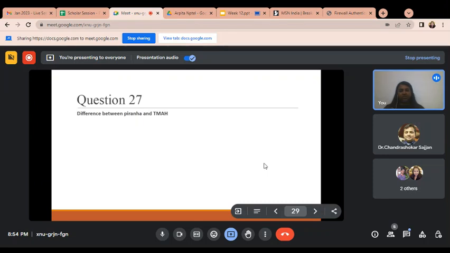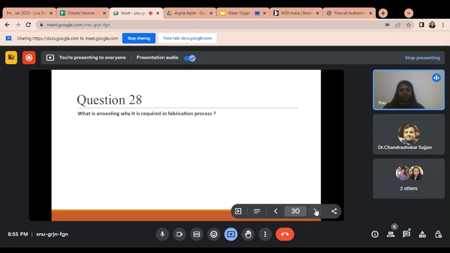And the difference between Piranha and Tima. I have already told that Tima is the etching process, so by this etching process we can etch the silicon wafer. Do you know about the Piranha? Piranha is a wafer cleaning process. It is a solution, a mixture of 3:1 ratio of H2SO4 and H2O2. This ratio of these chemicals we use to remove the contamination from the wafer surface. This is the wafer cleaning process.